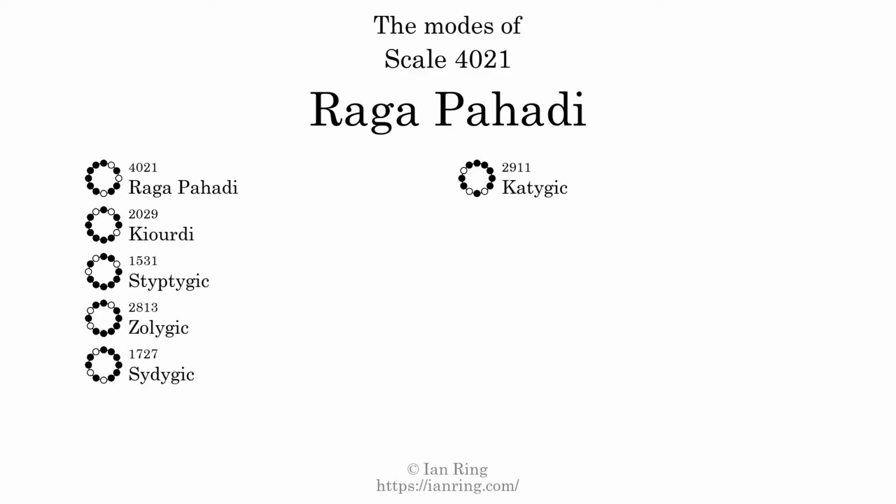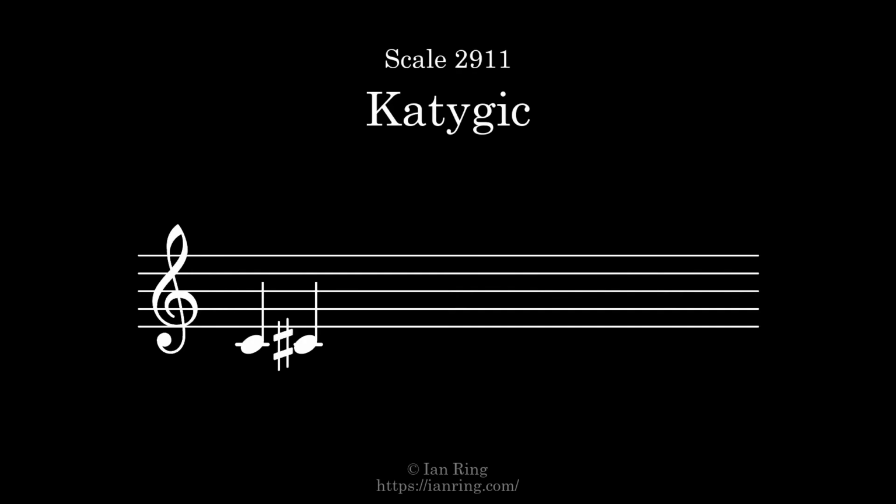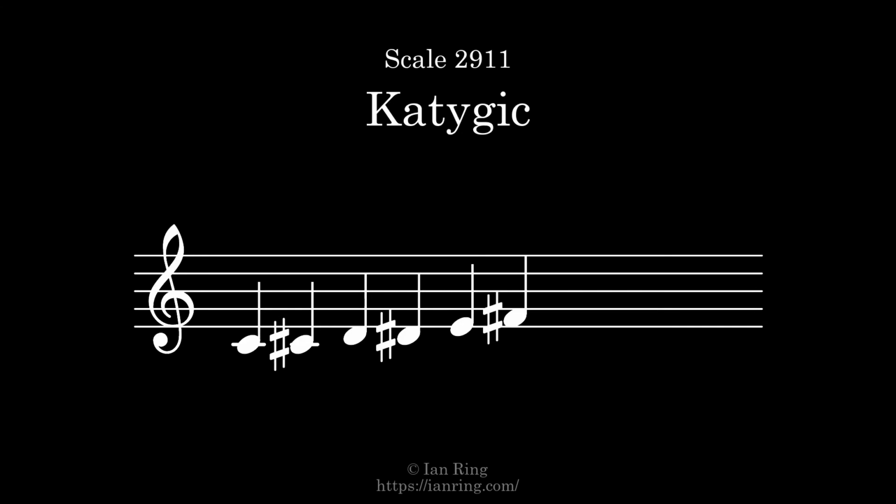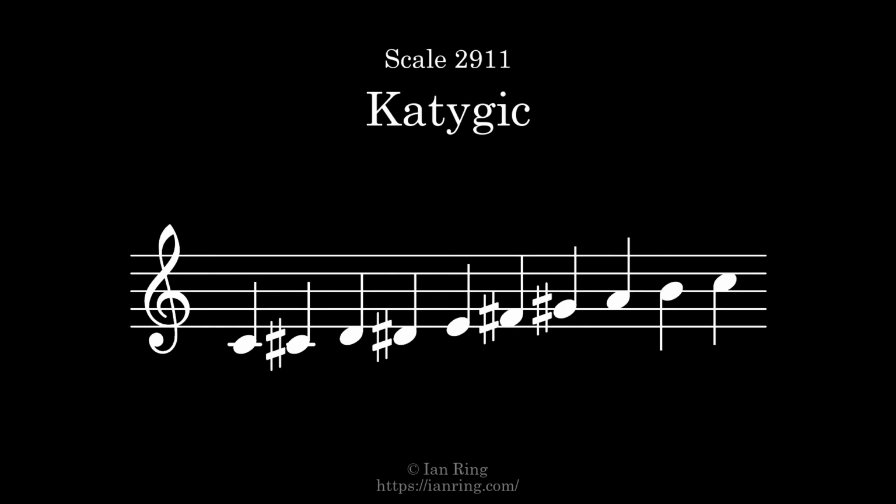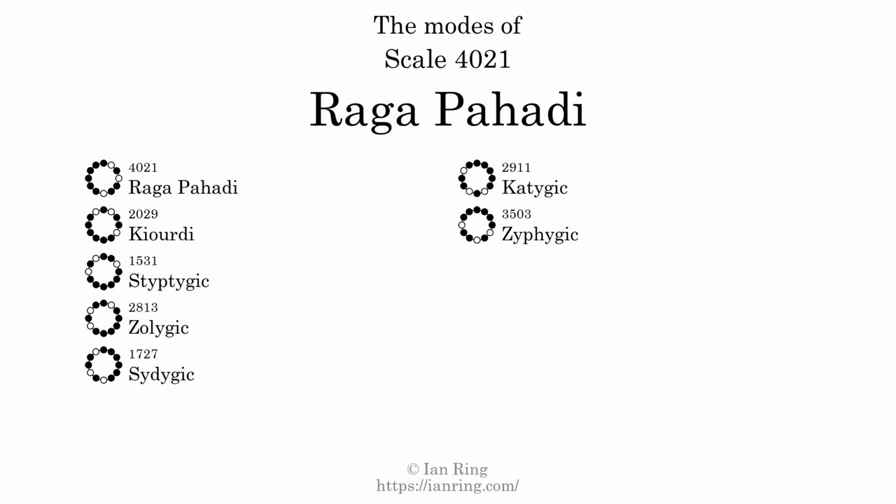The sixth mode is scale 2911, also known as Heteromorphisms. It sounds like this. The seventh mode is scale 3503, also known as Aerolithic. It sounds like this.